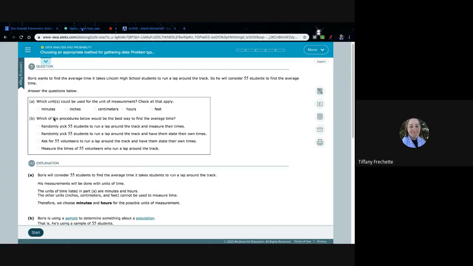Which of the procedures below would be the best way to find the average time? And so we need to read through each one to figure it out. Randomly pick 55 students to run a lap around the track and measure their times. Randomly pick 55 students to run a lap around the track and have them state their own times. Ask for 55 volunteers to run a lap around the track and have them state their own times. Measure the times of 55 volunteers who ran a lap around the track.